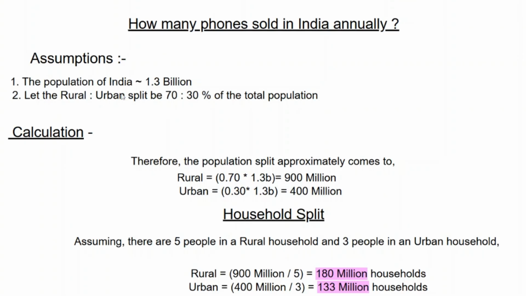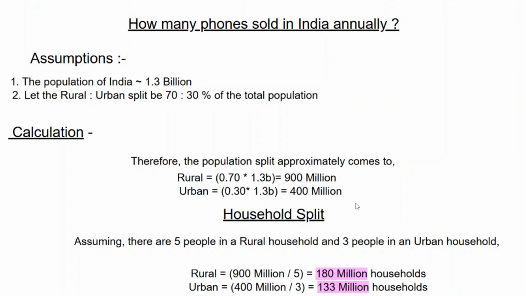As we have already assumed the rural to urban split to be around 70 to 30%, let's calculate how many people belong to this rural category and how many belong to this urban category. Simply, we would just multiply the population, which is 1.3 billion, by 70% of it. We get around 900 million. Similarly, for urban, we get around 400 million people who belong to both these categories.